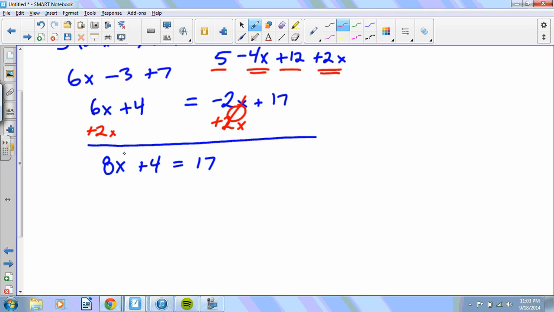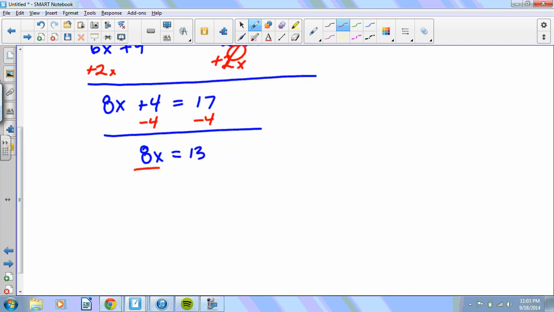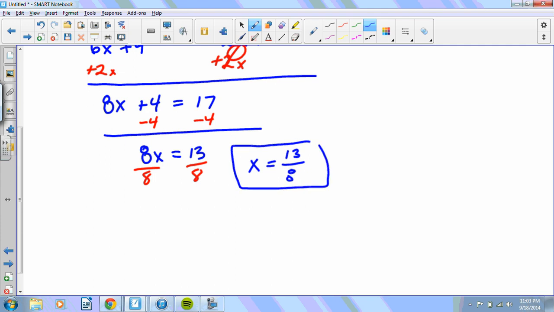Now I have variables on the left, so I move my constants to the right. I have plus 4, so do the opposite of that, minus 4, minus 4. You get 8x equals 13. Okay. Divide by 8, divide by 8. And again, I can't simplify that, so my answer, 13 over 8. And that's your final answer for the problem.